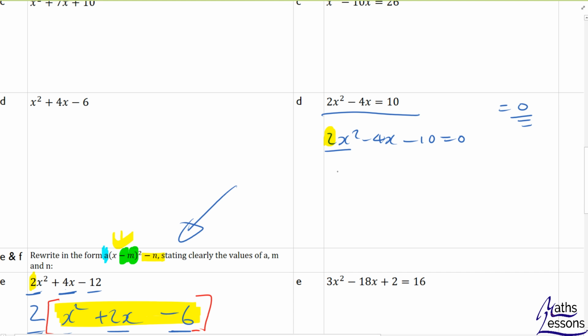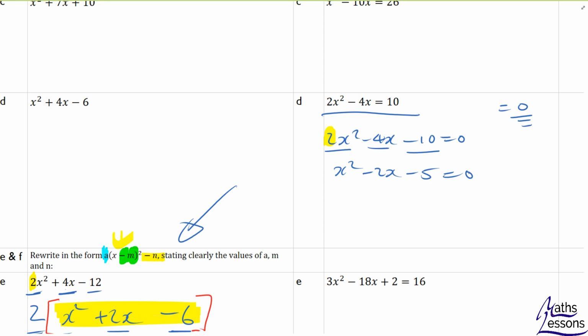So we divide that by 2, we get x squared. We divide this by 2, we get minus 2x. We divide this by 2, we get minus 5. Okay? And that's what we do. We make life easier. So we've got a nice, easy completing the square to do.